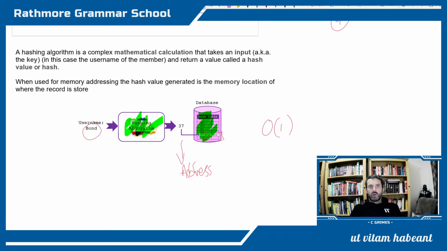So a hashing algorithm is a mathematical function. It takes an input we call the key. It returns a value which is the hash value or the location. And as it says on your screen, when we're using it for memory addressing, the value that's created is a memory location, so we can store records in it.